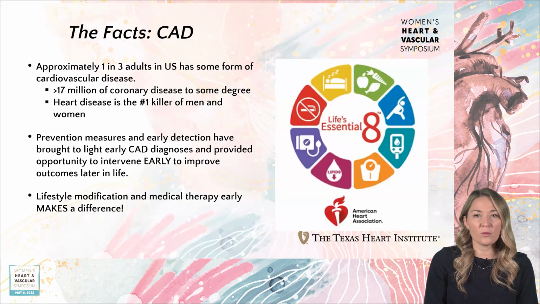So let's just start. What are the facts about coronary artery disease? Approximately 1 in 3 adults has some form of cardiovascular disease, which is a striking number. Look around the room. You might see someone who has this problem and doesn't quite know it, but the facts are 1 in 3. Greater than 17 million patients have coronary artery disease to some degree. That's huge, 17 million in the US. And then, of course, as I'm sure most of us know, heart disease is the number one killer of both men and women.